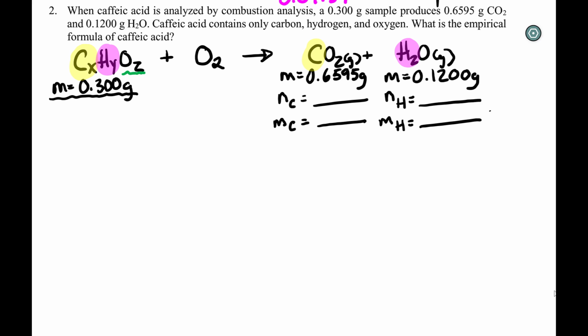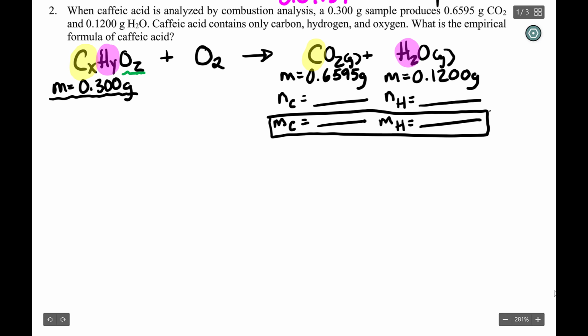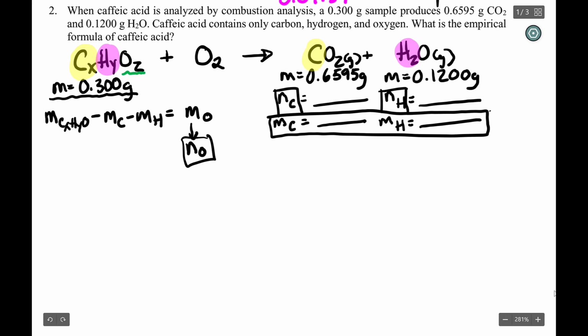So again, this is an additional step we're going to have to do compared to the previous question. The reason we're getting these two masses is that if we take the mass of this compound and subtract away the mass of carbon and the mass of hydrogen, we're going to end up with the mass of oxygen. Once you have the mass of oxygen, you can get the moles of oxygen. And if we have the moles of oxygen, the moles of carbon, and the moles of hydrogen, we can get the lowest ratio of those three elements. So let's begin, starting with carbon.